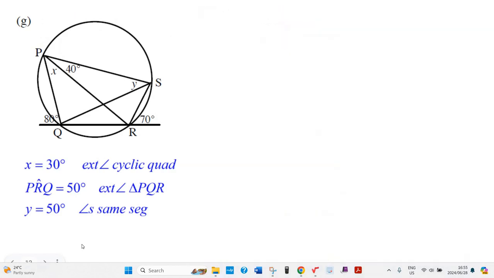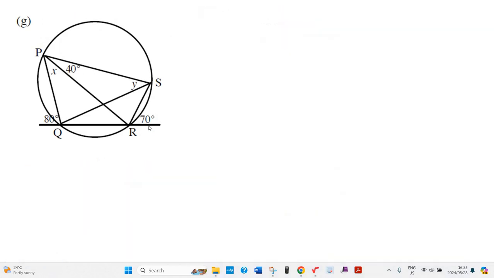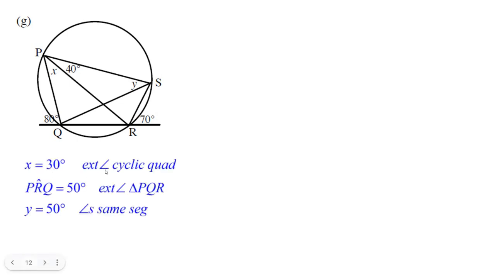Okay, let's try the last questions here. The first one here, I can see that this is an exterior angle of this cyclic quad, and this angle QPS has to add up to 70 degrees. So that's why x is 30 degrees. There's an exterior angle, this angle up here where P is, the two together have to be 70, so x is 30.